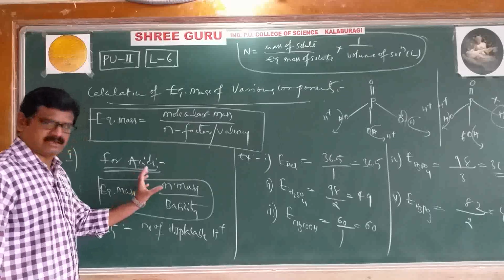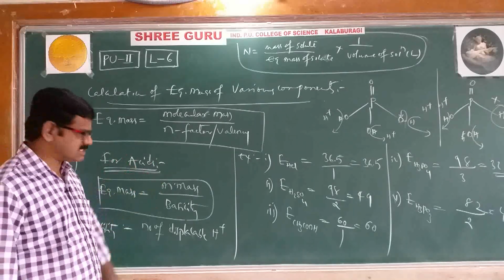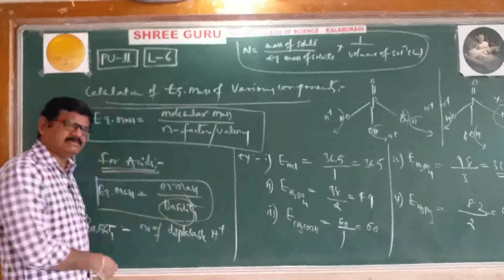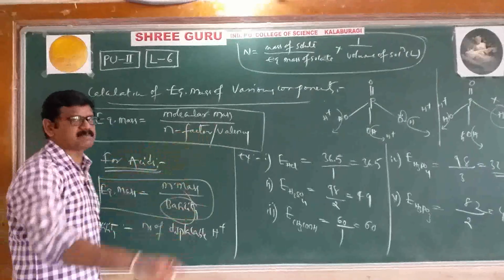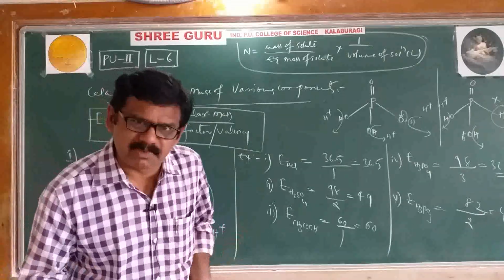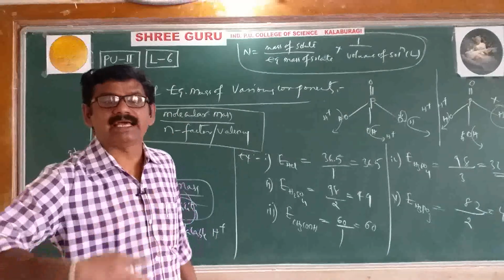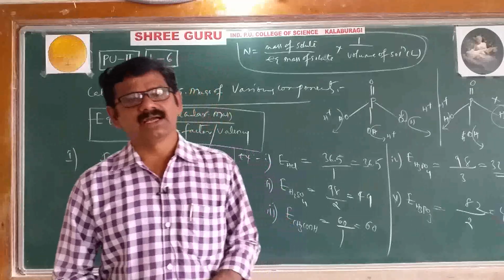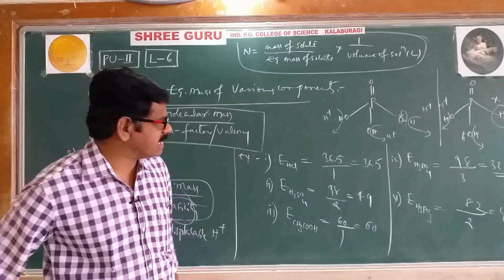What is the formula particularly for acids? Molar mass divided by basicity. What is basicity? Number of displaceable or replaceable H+ ions. What is meant by replaceable? It means how many hydrogen ions will participate in the chemical bonding. That is only called replaceable H+ ions, right.